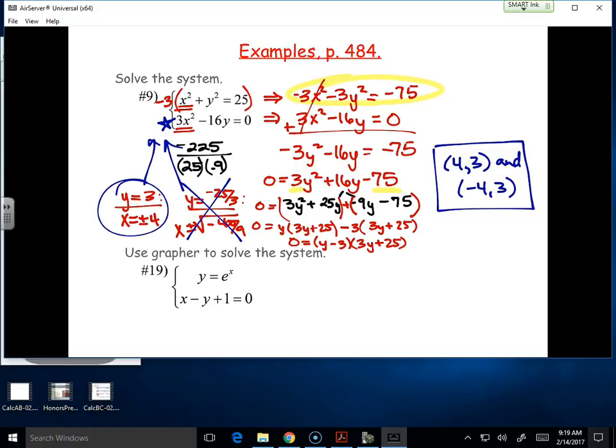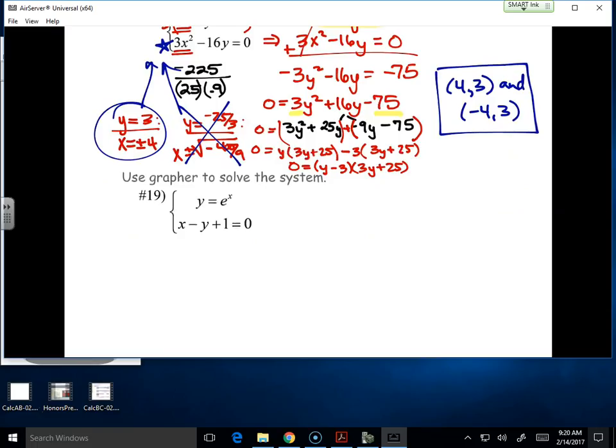Wait a minute. Did you guys shove your graphers out anyway? Have you looked at number 19 yet, or are you just chilling? What's number 19 say? Use a grapher. Well, how do we use grapher? Well, we plug stuff in. Where do we plug stuff in? Y equals, exactly. So, who's my y1 gonna be? This guy. Who's my y2 gonna be?